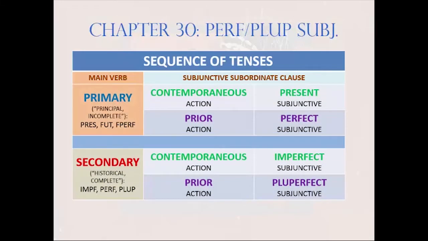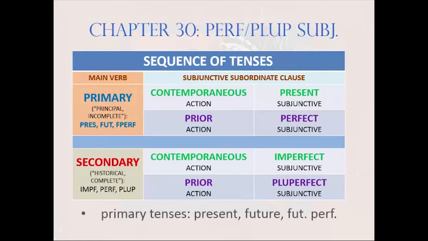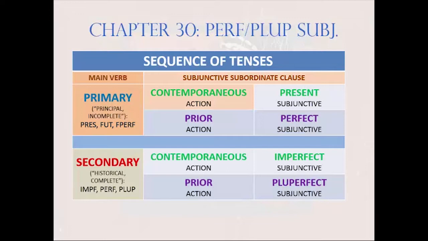If the main verb is what grammarians call primary, that is, present, future, or future perfect, happening now or in the future, and if the action of the subjunctive verb in the clause is happening at the same time as that of the main verb, the term for that is contemporaneous. For instance, he knows who she is. That is, he knows right now in the present who she is right now at the same time as the main verb, i.e. contemporaneously. If that's the case, then Latin uses the present subjunctive in the clause. Here it would be sit.